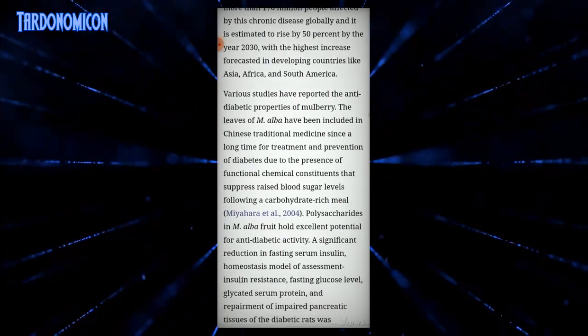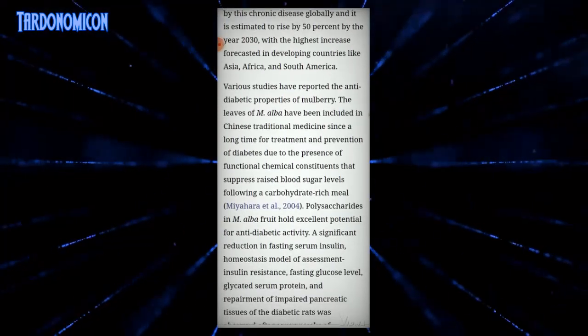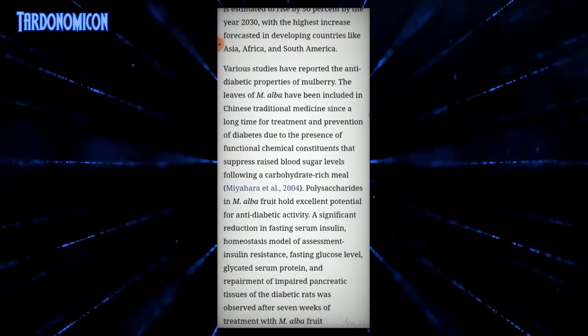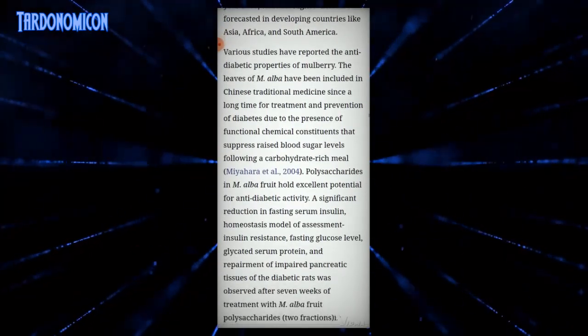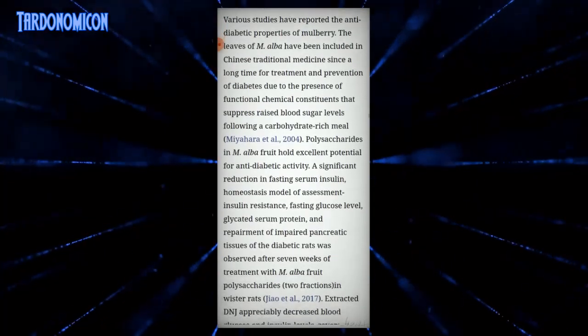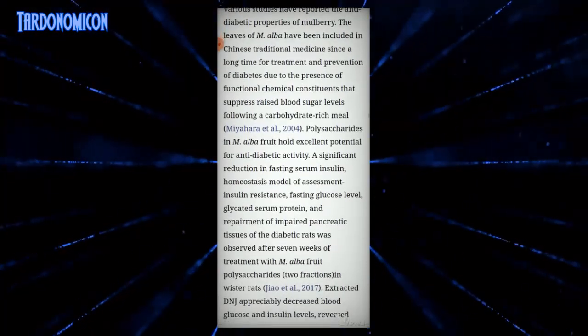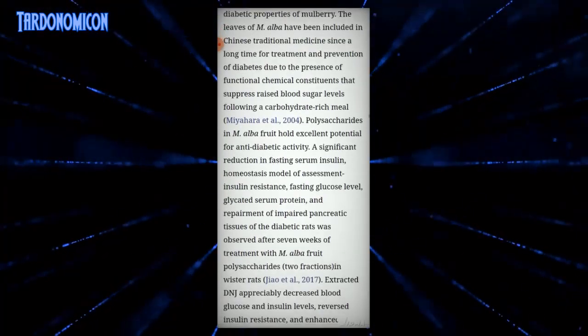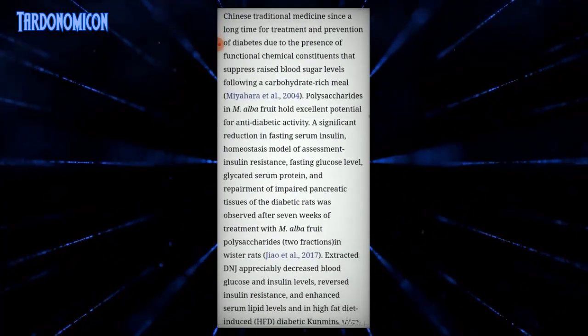Various studies have reported the anti-diabetic properties of mulberry. The leaves have been included in Chinese traditional medicine since a long time for treatment and prevention of diabetes due to the presence of functional chemical constituents that suppress raised blood sugar levels following a carbohydrate-rich meal.